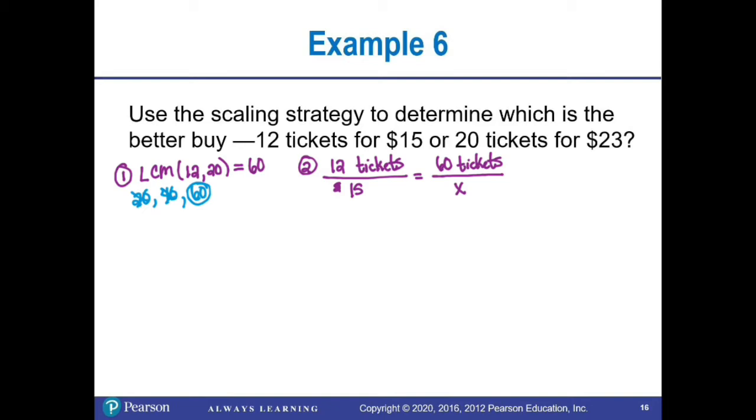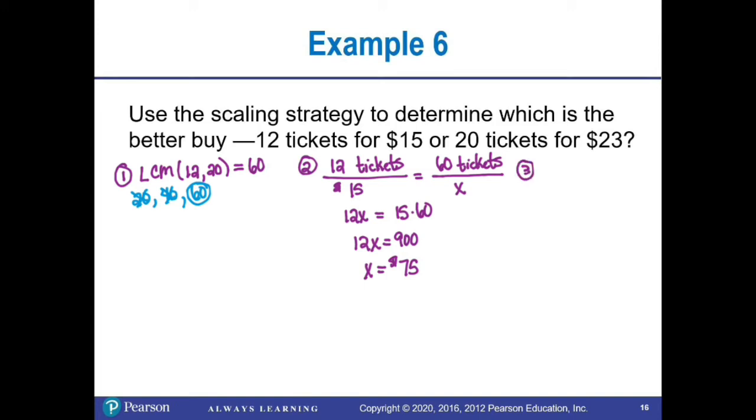Use cross products to solve. 12 times X equals 15 times 60. 15 times 60 is 900. Divide both sides by 12. I used my scratch paper and I got that X is 75. So 60 tickets would cost $75. Another way you could solve this proportion is this. 12 times 5 would make 60 on top, so 15 times 5 would make 75 on the bottom.